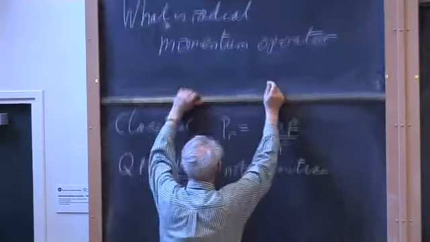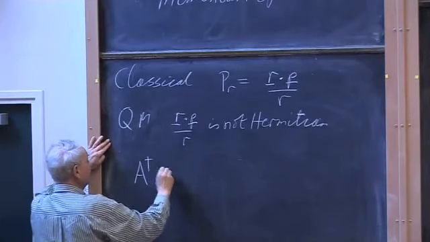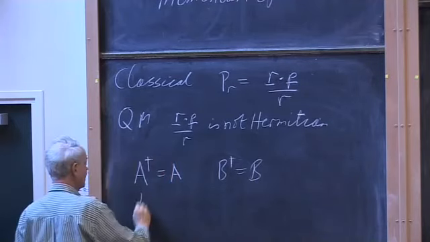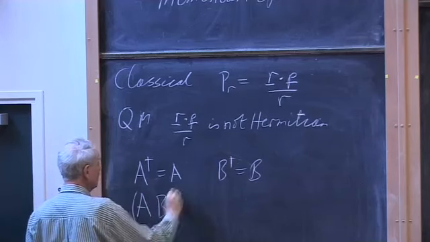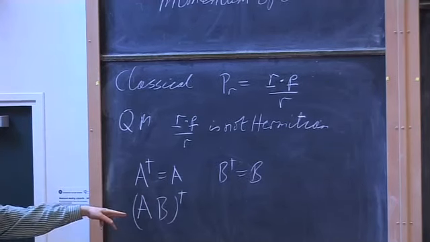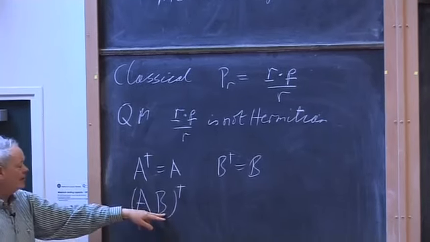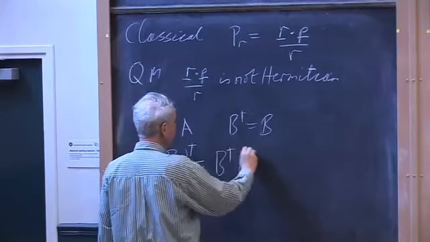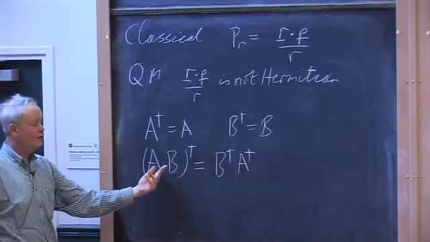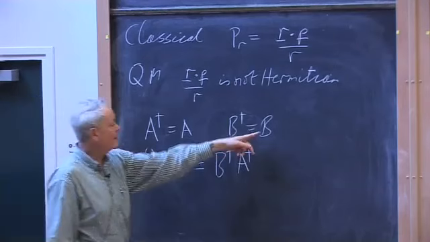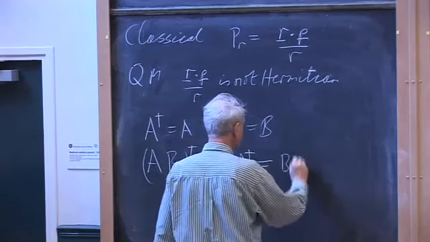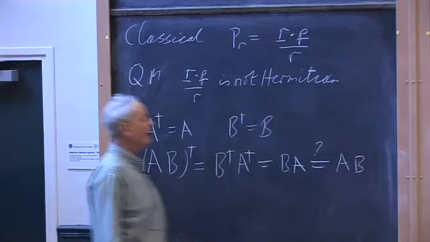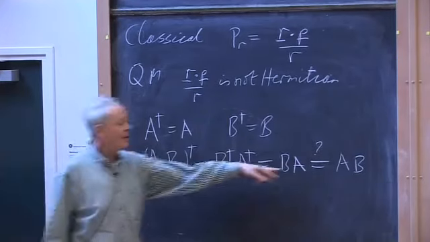Okay, so let me have two Hermitian operators. A dagger is A, and B dagger is B. Then let's look at (AB) dagger. If I multiply these together, I get an operator, AB. Is this operator Hermitian? Find out. That's B dagger A dagger, because the rule for taking a Hermitian adjoint is you reverse the order and dagger the individual bits. But B is B dagger and A is A dagger, so this is equal to BA. So is this equal to AB? Well, clearly it is if and only if B and A commute.